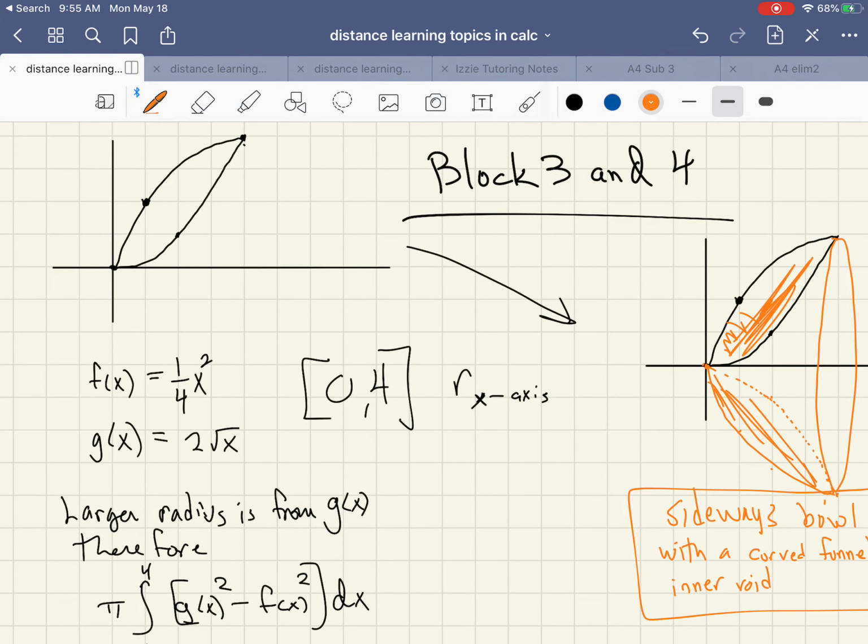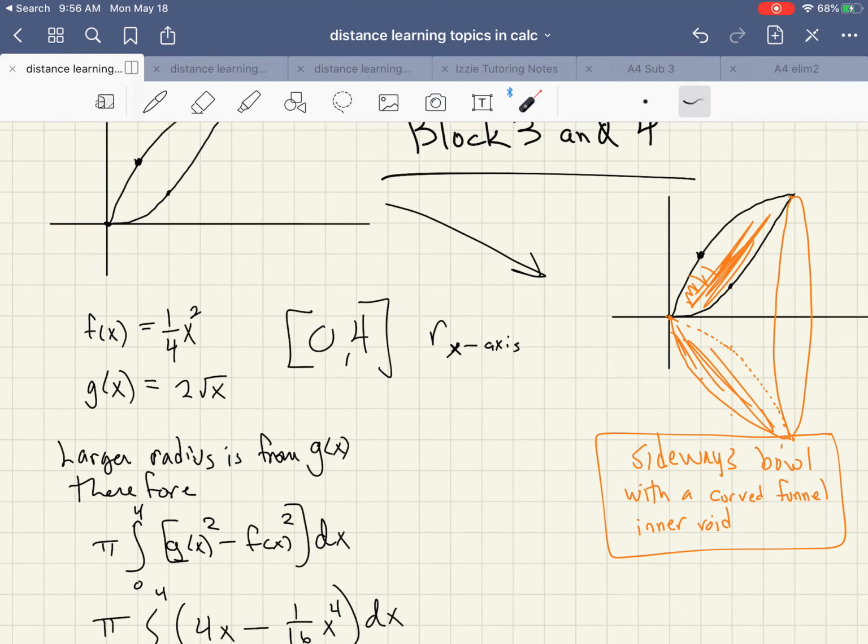Okay, we got two curves this time instead of a curve and a line. The top curve is g of x, which is 2 root x. The bottom curve is 1/4 x to the 4th. And we're going to find the volume from 0 to 4, rotating around the x-axis. So just a visual here, it ends up being kind of a bowl-shaped outer surface, and then inside is kind of a curved funnel-shaped void.